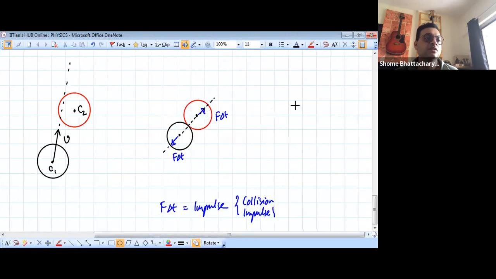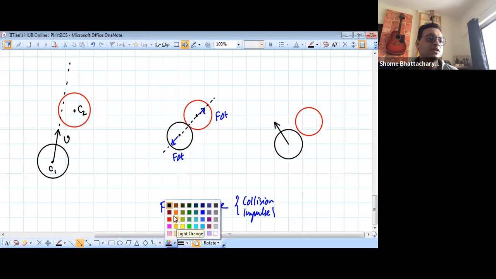This coin and this coin will now separate from each other. And as they separate, this one's velocity can be in some direction like this, because it was going like this and then it was struck by something like this. So its direction of velocity will change. Whereas the other one's velocity will be along the impulse. It will be along the center to center. So after the impact, let's say this one gets a velocity v2 and the original one gets a velocity v1.